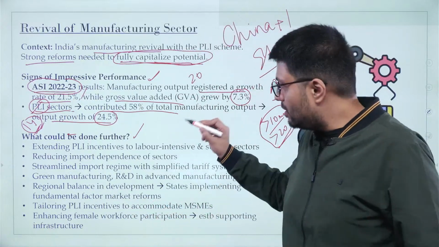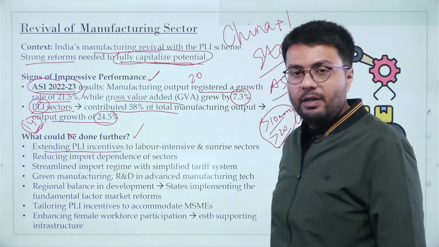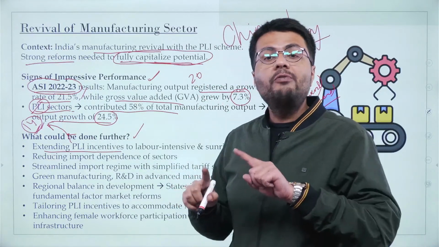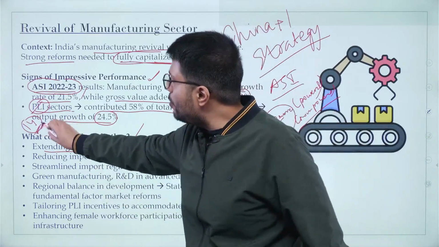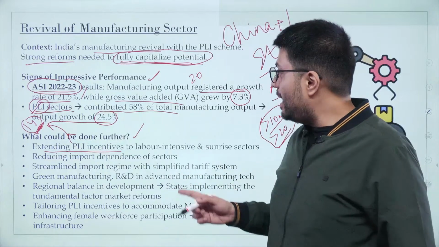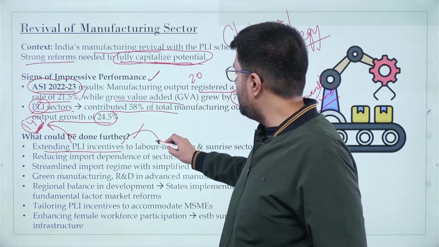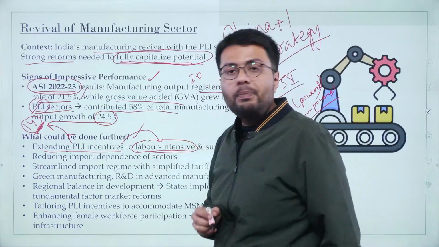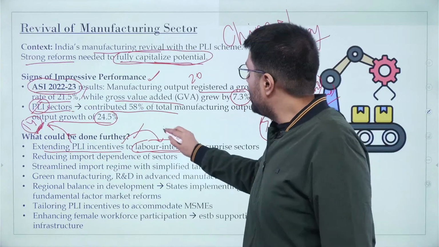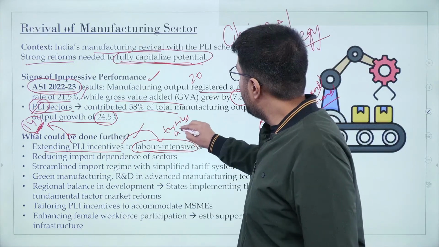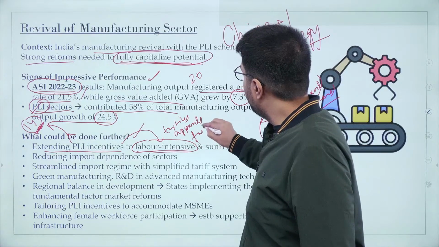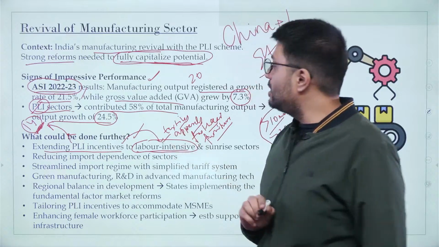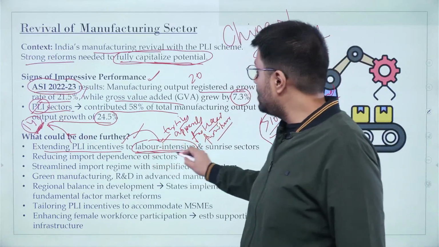Now, the first suggestion in this regard has been to extend the PLI incentives. Currently, the PLI incentives are available only to 14 sectors and to companies which are very large. So, only large companies are eligible, that too only in 14 sectors. Today's article highlights that first, the government needs to extend these incentives to labor-intensive industries. Now, what are labor-intensive industries? It is simply those industries which employ a lot of labor. For example, textiles, apparels, footwear, furniture. These industries are called labor-intensive industries, and we need to provide PLI incentives for such industries as well.